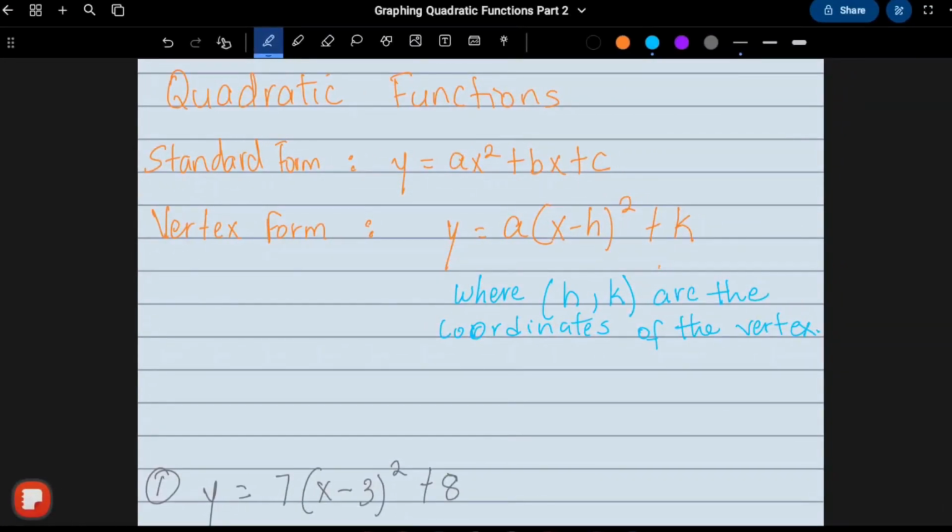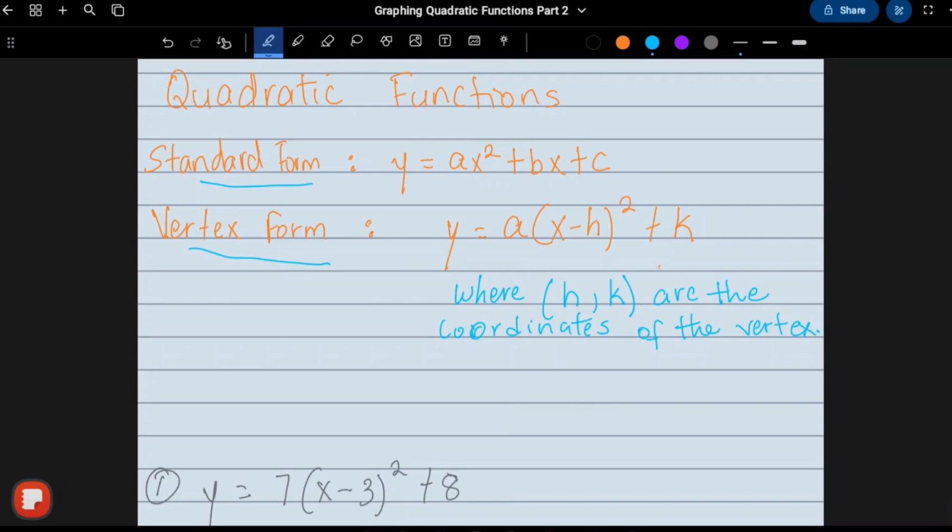This one talks about different forms a quadratic function can be written out as. We're familiar with this one, which is the standard form y equals ax squared plus bx plus c. But we also have the vertex form of the equation, which is y equals a(x minus h) squared plus k, where h and k are the coordinates of the vertex.